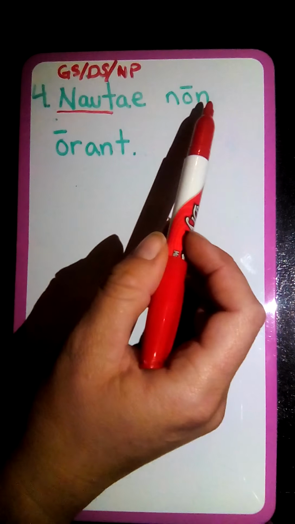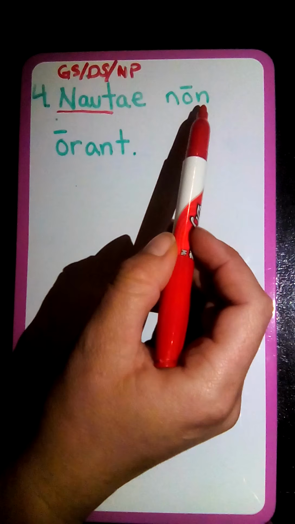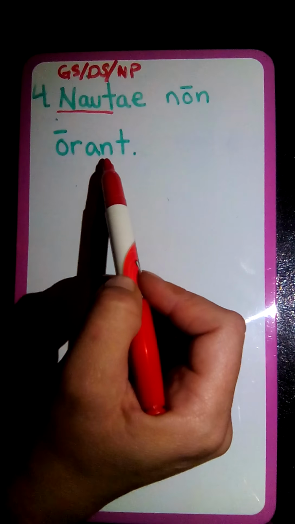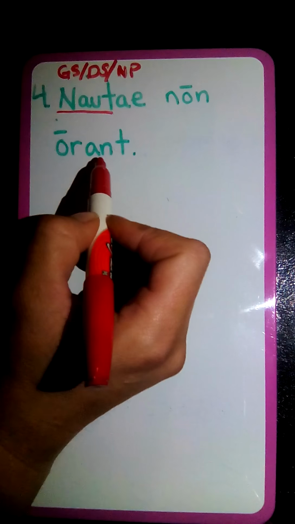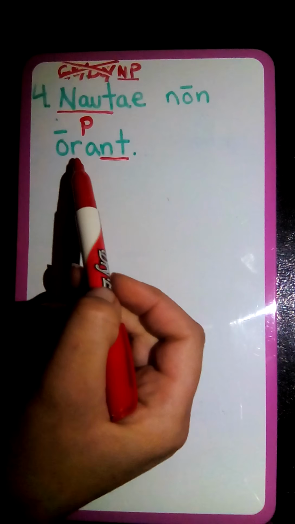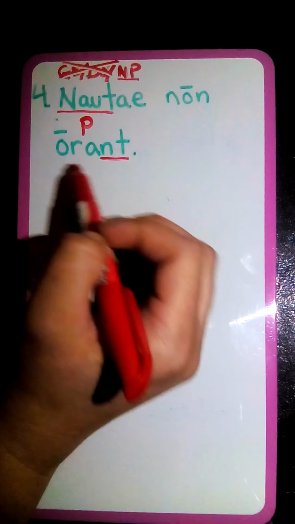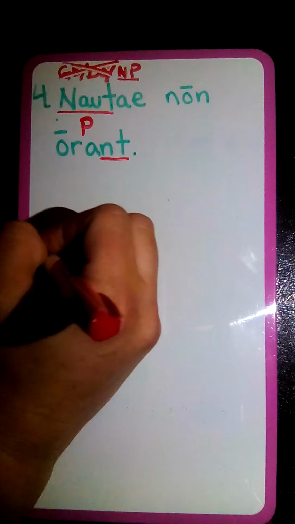And then we have the word non, which is an adverb, and the adverb stands directly before the word it modifies. So non is modifying the word orant, and orant has the ending nt, which makes it plural. If orant is referring back to nautae, nominative plural, we see that the verb and the subject both agree. They're both plural, so that makes it: Sailors do not pray.